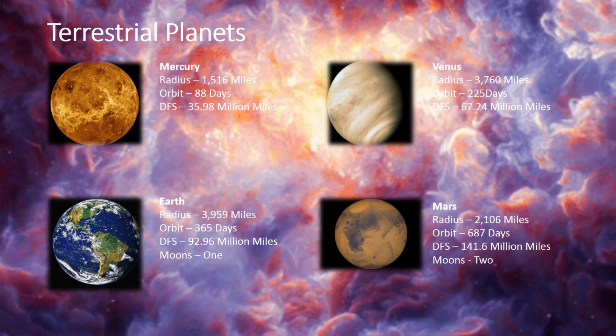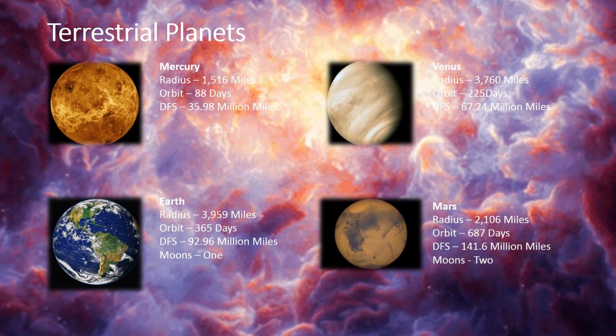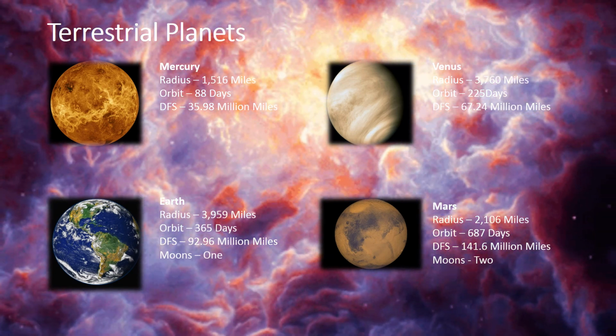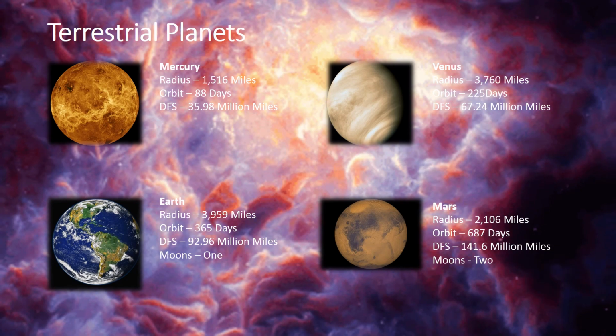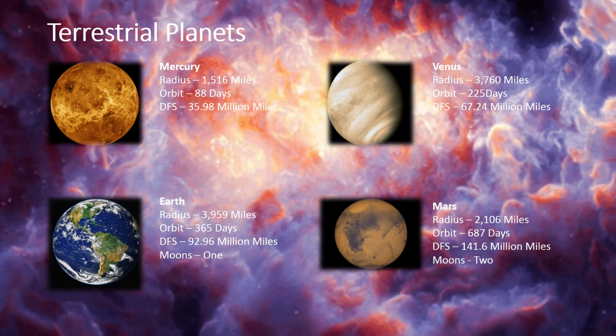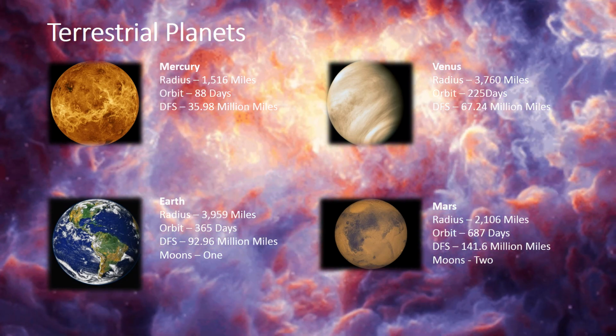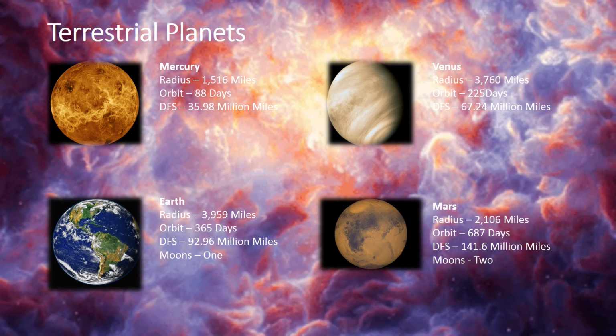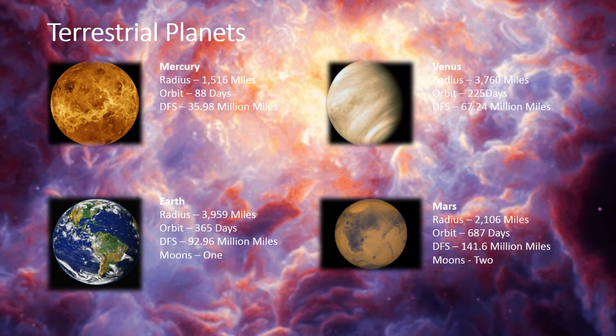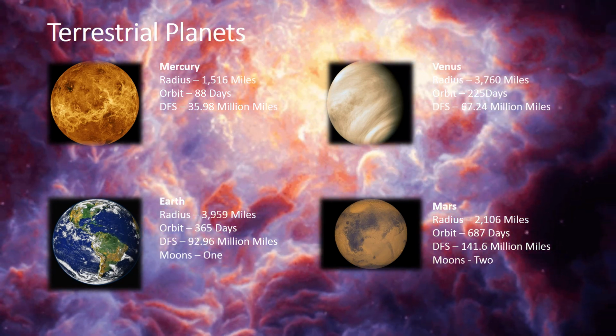Now, Mars is quite a bit further out from the sun than Earth is. So it's 141.6 million miles from the sun, and it has 2 moons.